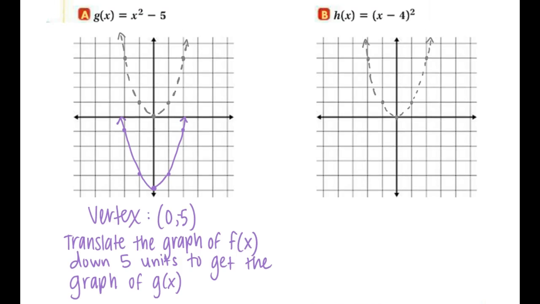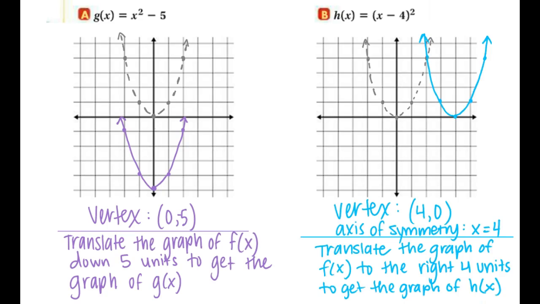For part B, we have the equation h(x) = (x minus 4) squared. This time the number is inside of the parentheses, so that means we are changing the x values rather than the y values. Hopefully you remember that when it appears as a negative, so -4, we're actually going 4 units to the right. The reason why is because that minus sign is part of the general form. So we want to count 4 units to the right of the parent function. The vertex of our parabola is at the coordinate point (4, 0), and our axis of symmetry is the line x = 4. So again, we translated the graph of f(x) to the right 4 units to get the graph of h(x). So we just practiced translating down and translating right.